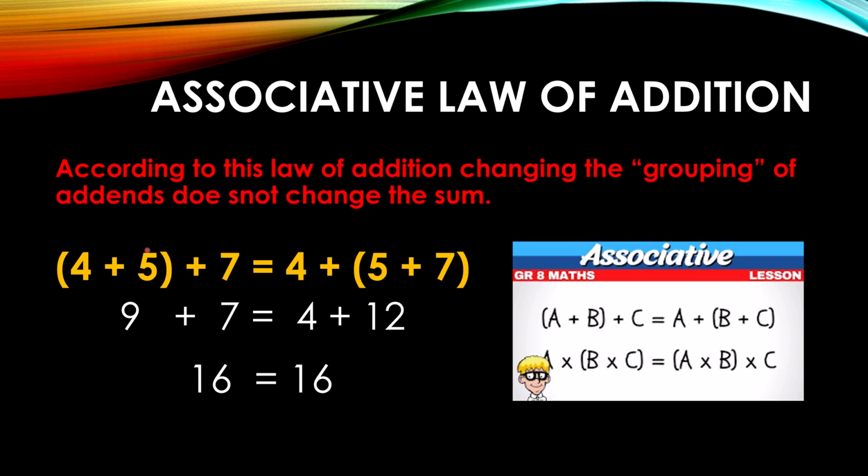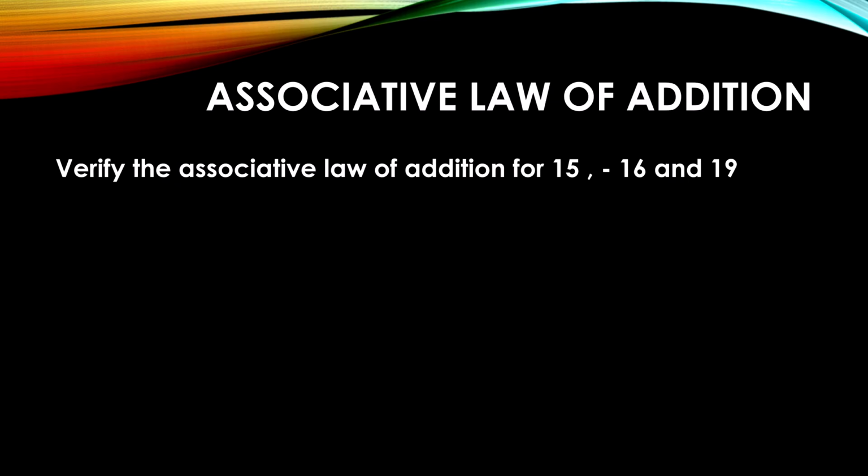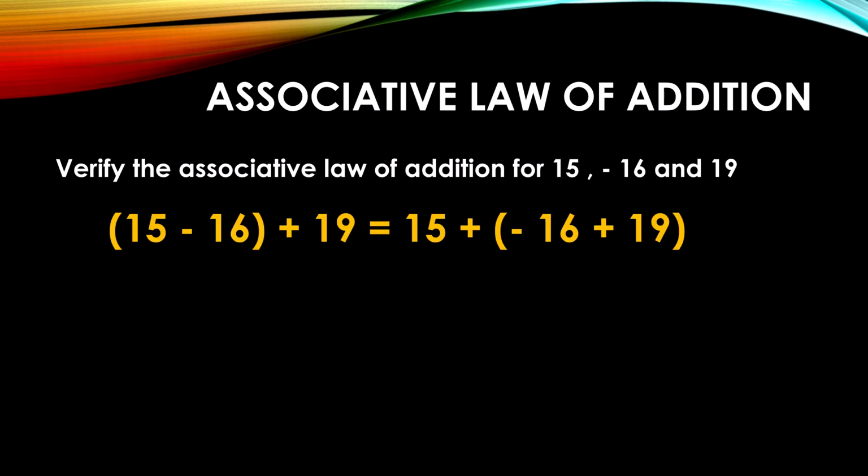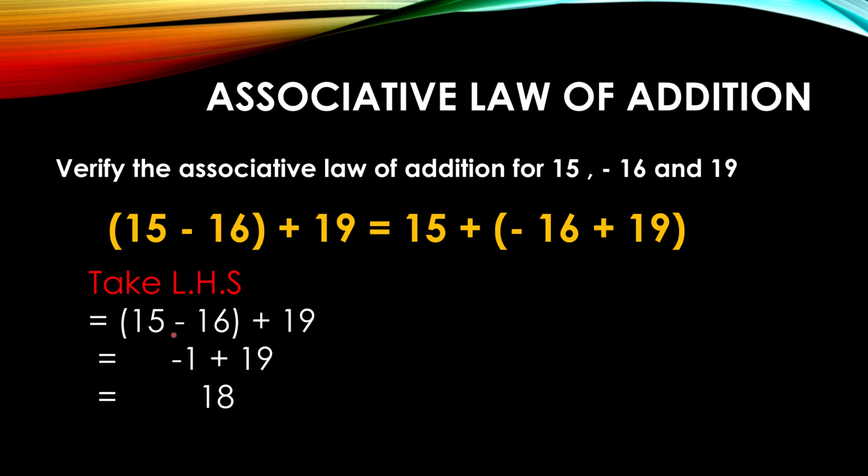So we have proved that any grouping of numbers will have no effect on the answer unless we change the numbers. Now again we have the associative law of addition, and now our numbers are 15, minus 16 and 19. Writing these numbers on both sides of the equality sign in the same sequence, but with the difference of brackets as I told you earlier. Now first of all we will solve the left hand side. 15 minus 16 inside the parentheses, so we will solve them. Plus minus is minus, the answer will be 1, and putting the sign of the greater value it will become minus 1, plus 19, and the final answer will be positive 18.